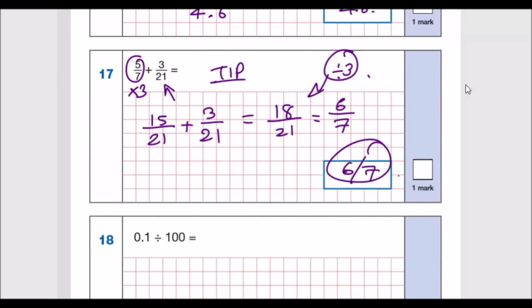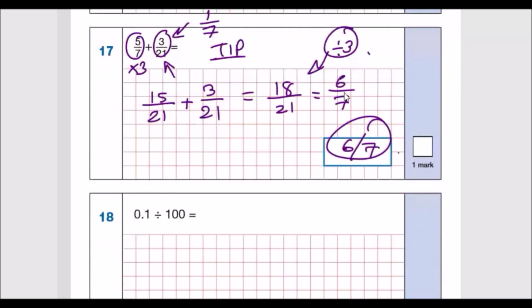Actually, another way you could have done this, if you look at 3 over 21, if you divide up and down both by 3, you get 1 over 7. So you get 5 over 7 plus 1 over 7, which is also 6 over 7. So 2 ways, guys. If you did either way, well done.